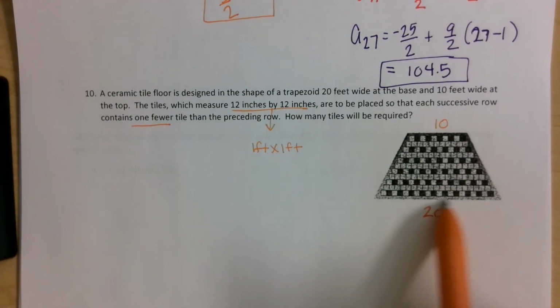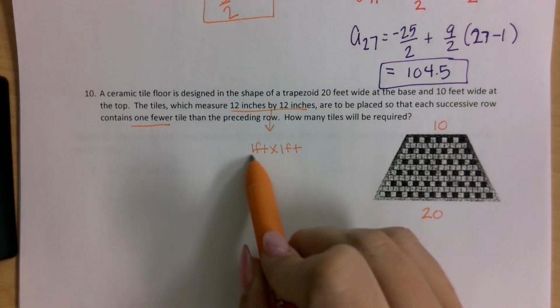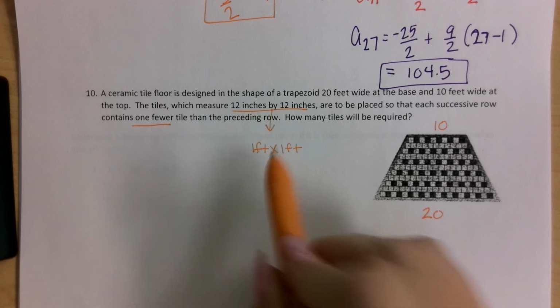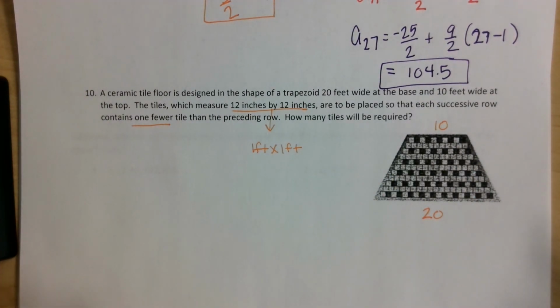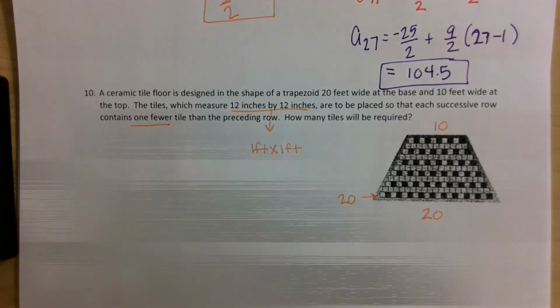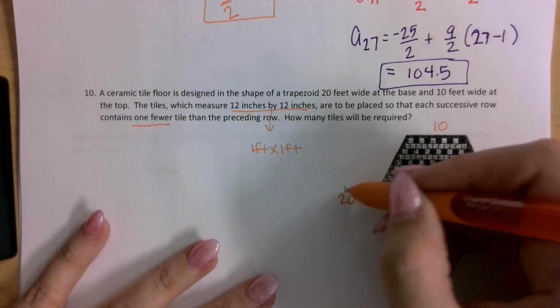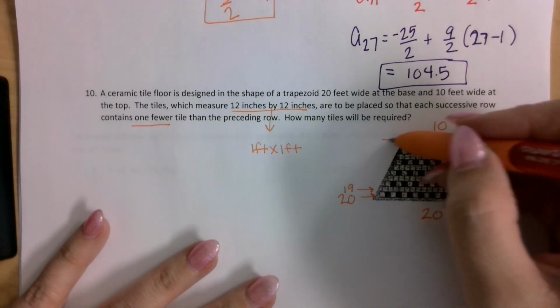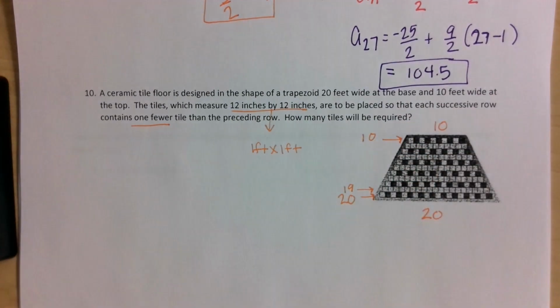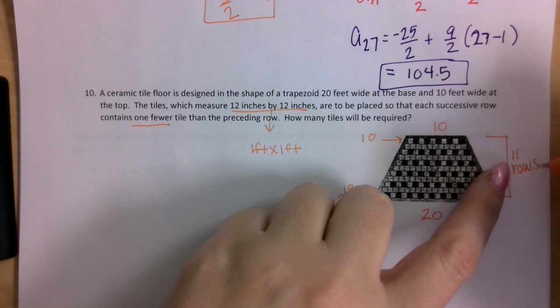So if I know this is 20 feet wide, and each of these are a foot wide, then that means that I have 20 in this row. Okay, then in this row I have one less. I'm at 19 tiles in this row, all the way up to when we stop, which is 10 tiles in the top row. Well, how many rows would we have? Well, that means that we have 11 rows.